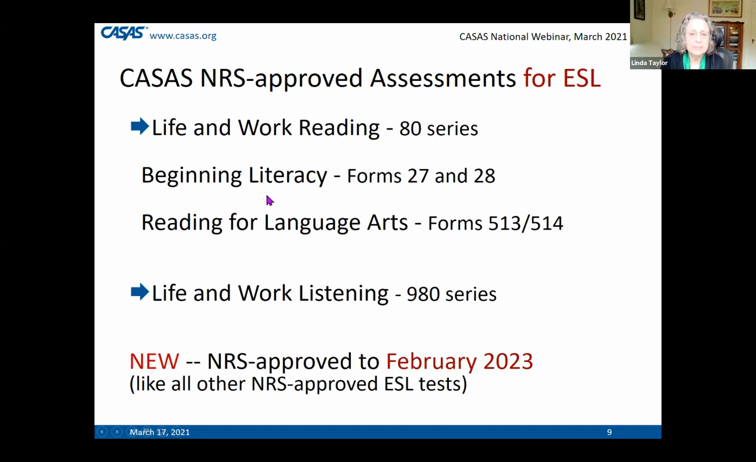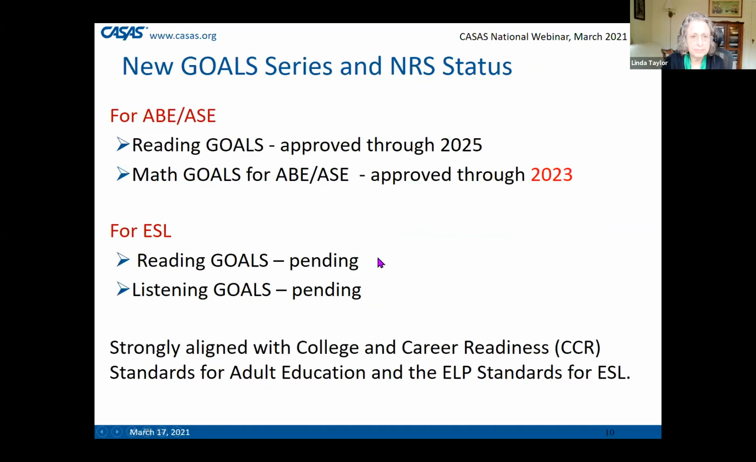For ESL, there's the Life and Work series, Life and Work Reading, the 80 series, the Beginning Literacy, 27 and 28. And if you are permitted to use it also, there's the Reading for Language Arts tests that you could use for NRS reporting. And then listening, it's the 980 series. So these tests, again, some few months ago were extended through 2023. And that's the same as all other NRS approved tests from other test publishers.